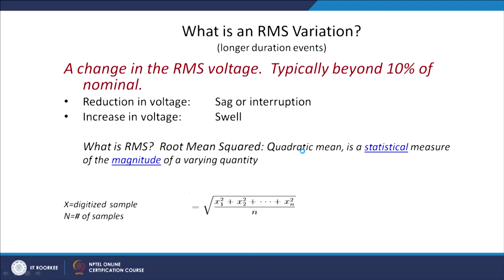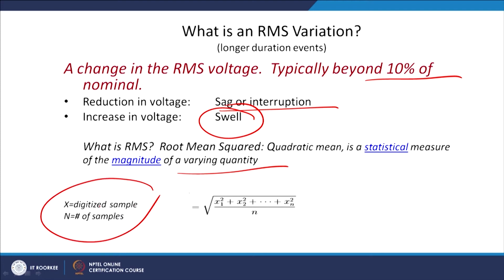Generally, a decrease beyond 10% of the nominal value is a sag or interruption, and an increase in the voltage is called a swell, where RMS is used. What is RMS? Let us define it: you know that it is the root mean square. The quadratic mean is a statistical measure of the magnitude of a varying quantity, where x is the digitized sample, you have n samples, and that value is your RMS value.